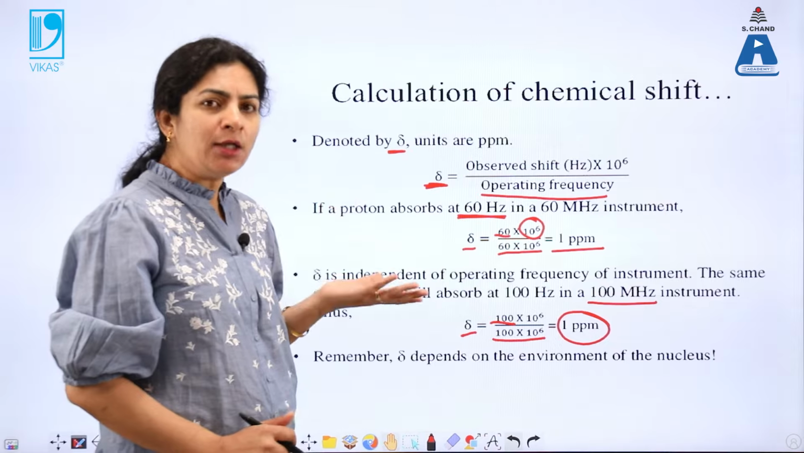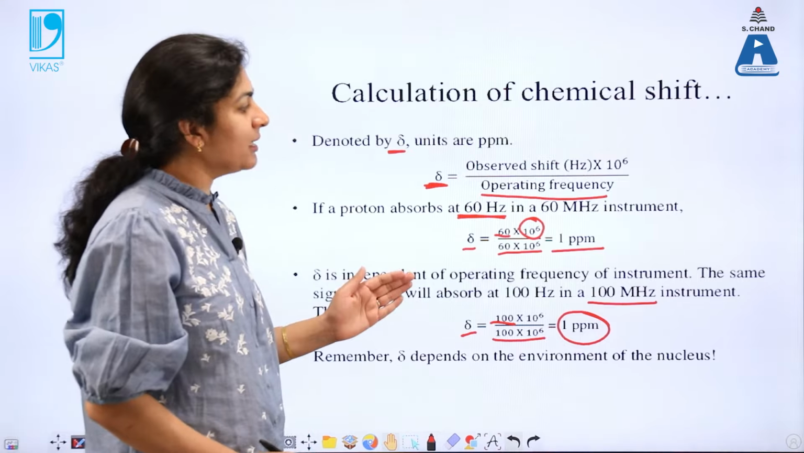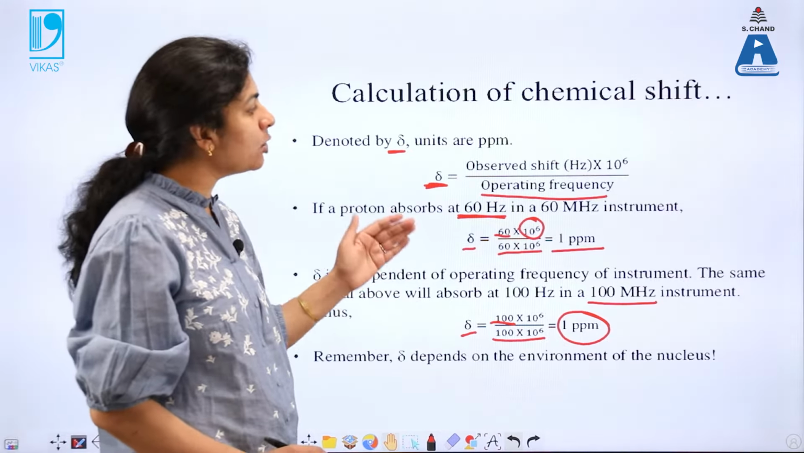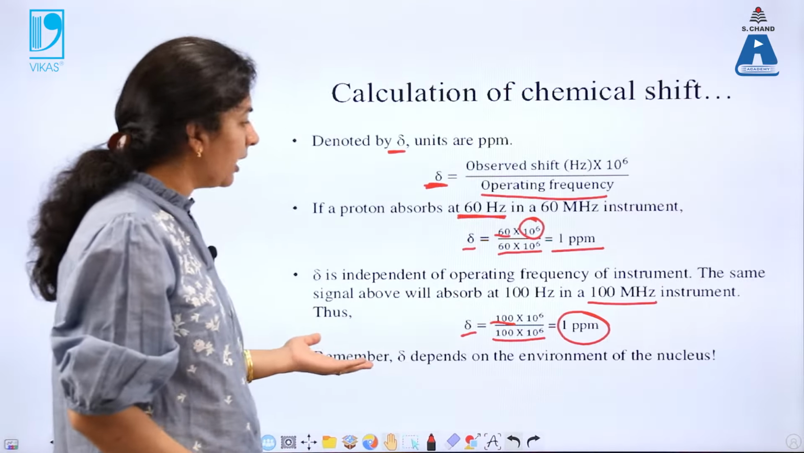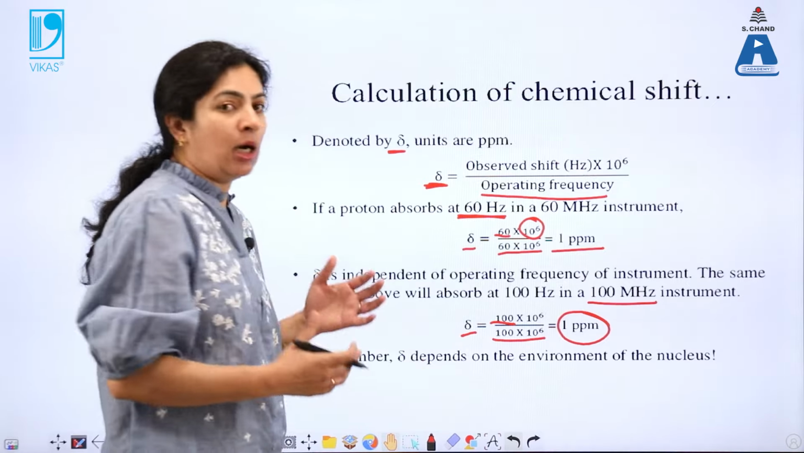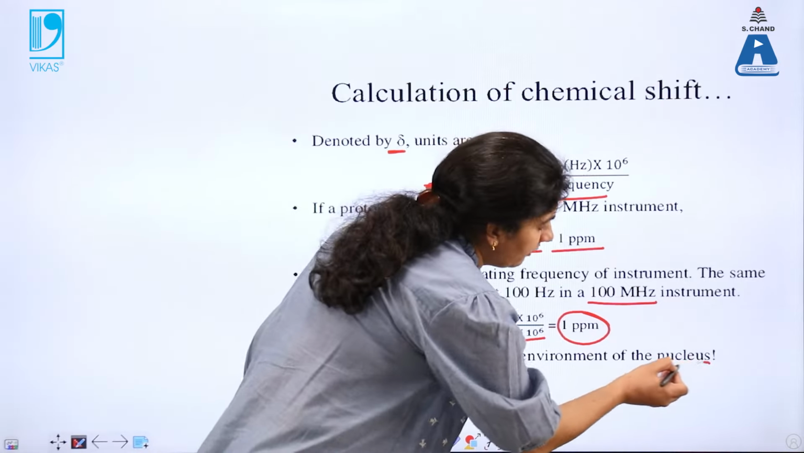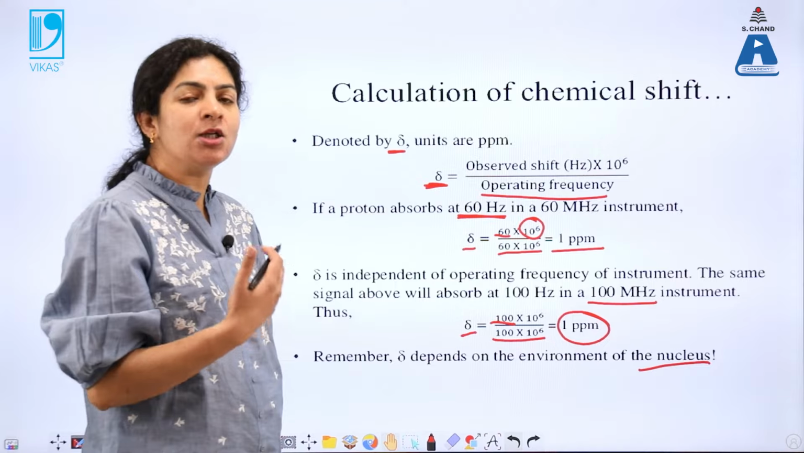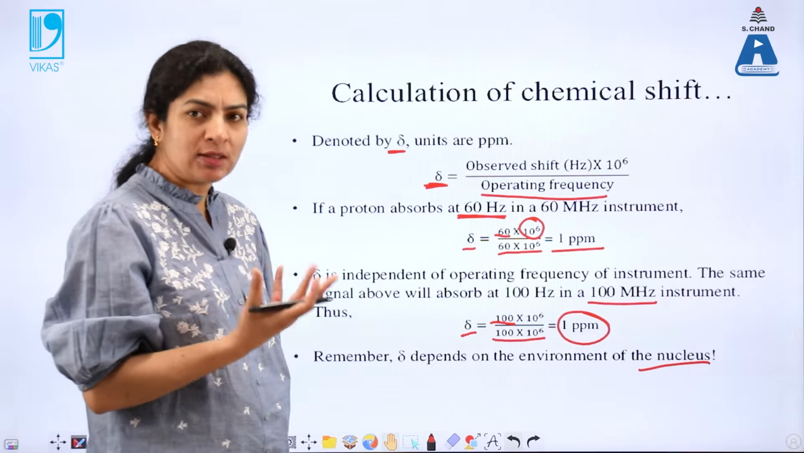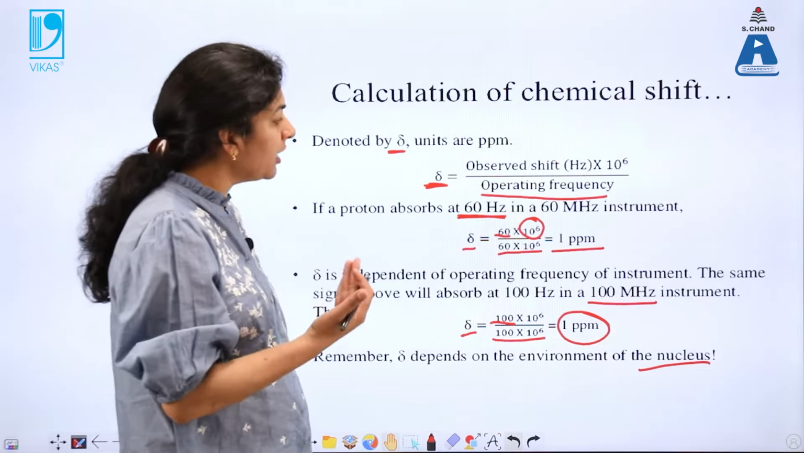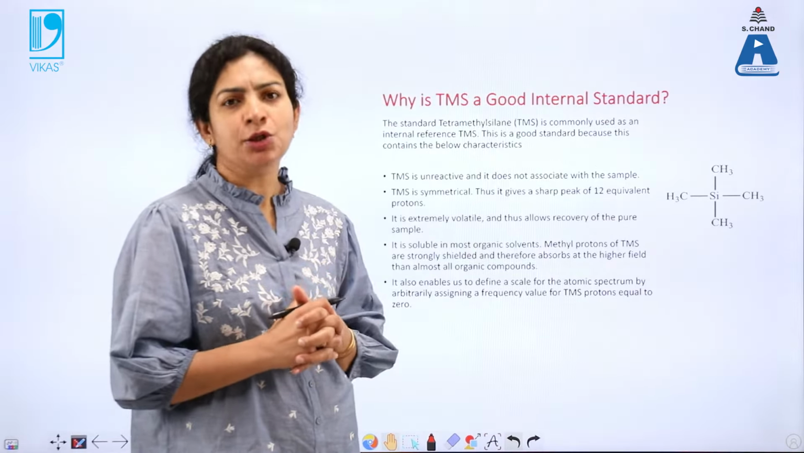So this is the advantage of expressing the chemical shift in terms of delta, because it is independent of the frequency of the instrument. So this scale is universal, we can use it anywhere. And also, we want chemical shift to depend upon what? Different nucleus. So chemical shift depends upon the environment in which a particular nucleus is present, and not on the frequency of the instrument. So now we have understood how to calculate this chemical shift.